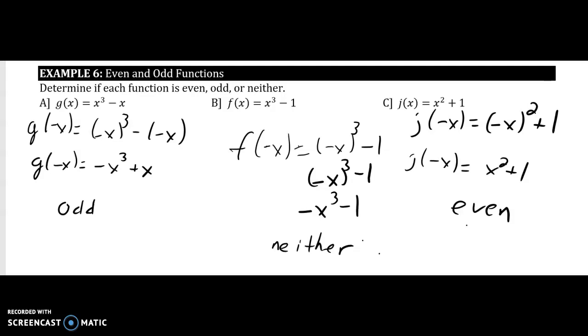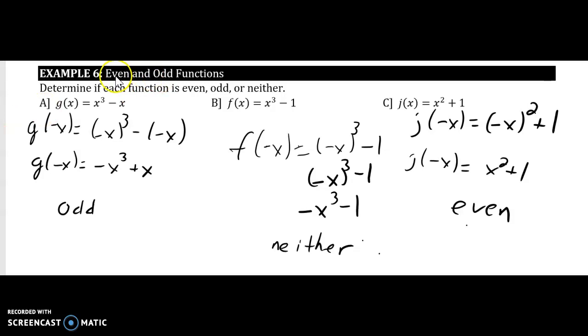You have to plug in -x, and then you have to simplify. So you plug in -x and cube that. It's just -x cubed, just not in parentheses. Nothing happened with the -1. So the first term changed and the second term didn't. That means it's neither. It's neither an odd nor an even function. Then with this one, you plug in -x again everywhere you see an x. When you square -x, it becomes x squared. Notice nothing changed, so that is why it's even.